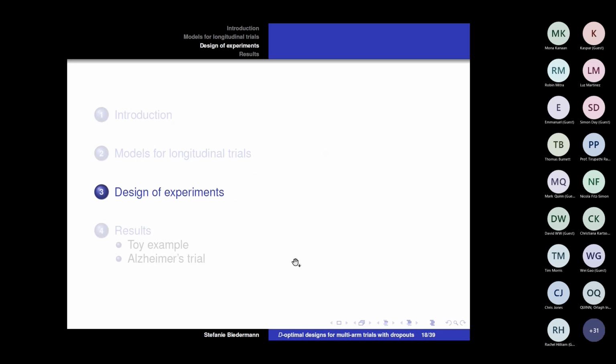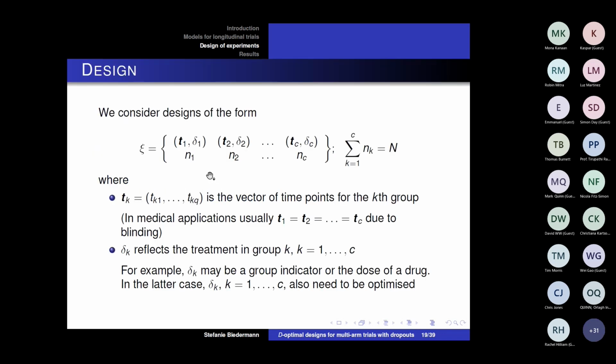Okay, now why am I going on about Fisher information? That has to do with design of experiments, and we will see in a minute why this is happening. Okay, now what is the design? It's usually called Xi, and let me talk you through what the design here involves.